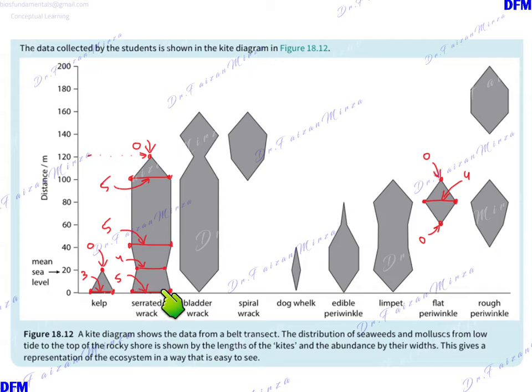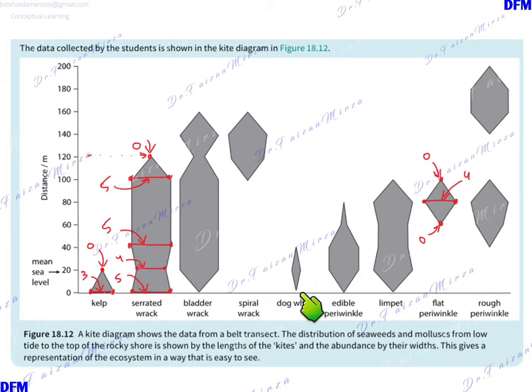This broad base represents 5 units, this at 0 meter. Then these 4 units represent a lesser abundance at 20, and then again it starts to increase to 5, 5, 5, 5 each till 100, and at 120 we have it 0. So we know this is the kind of kite that we'll be getting for serrated rack.